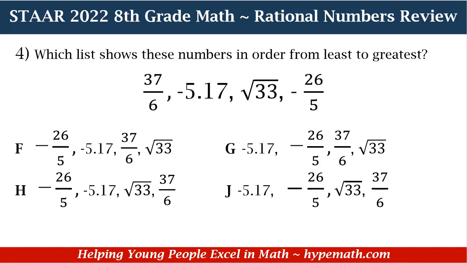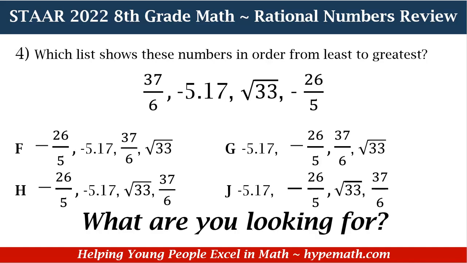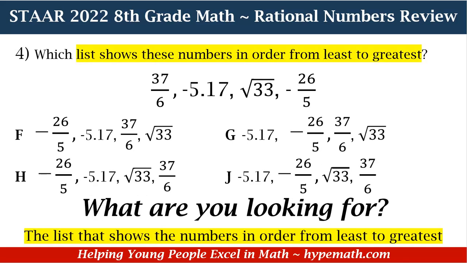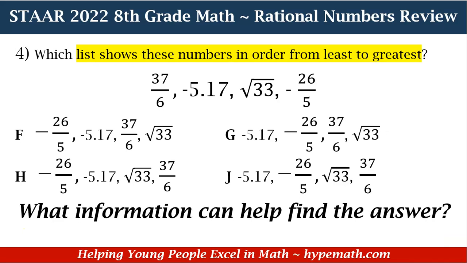All right, so the first question we need to ask ourselves is the most important question. What are we looking for? We are looking for the list that shows the numbers in order from least to greatest. Now that we know what we're looking for, our next important question is, what information can help find the answer?